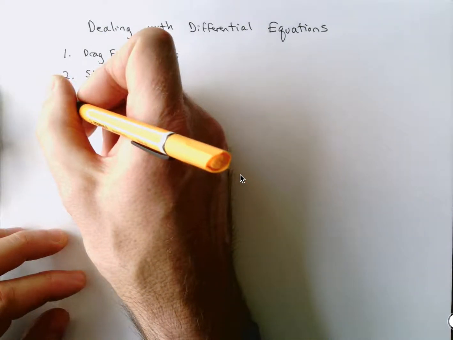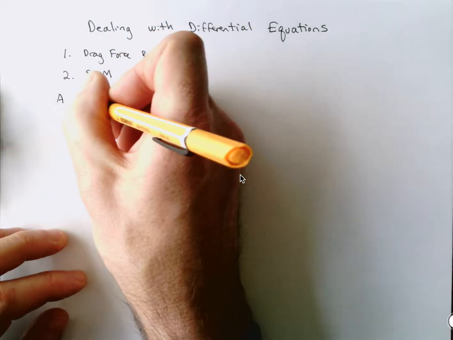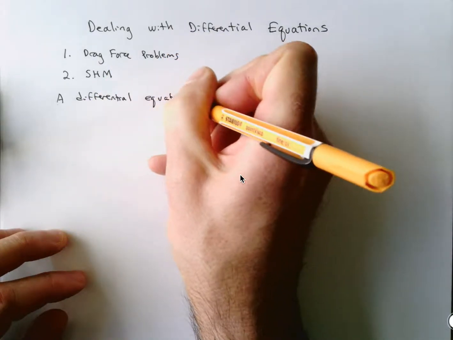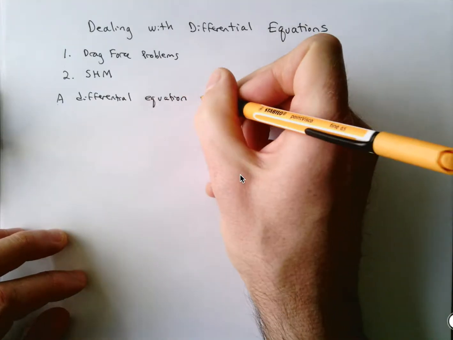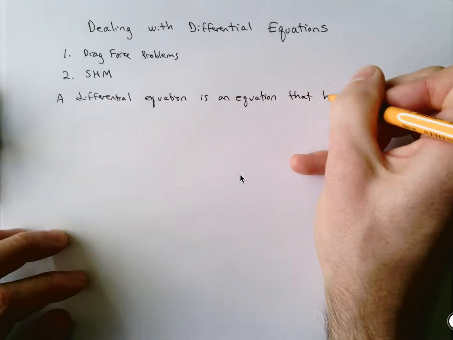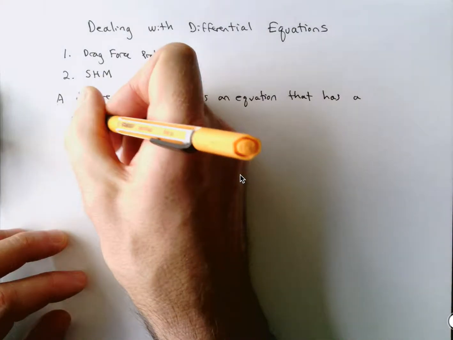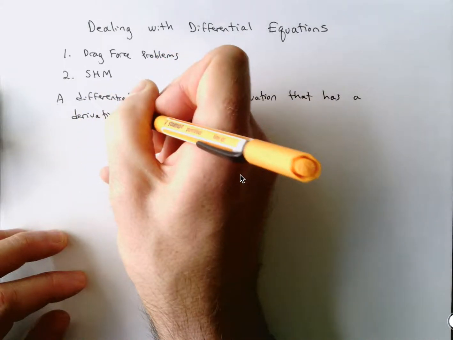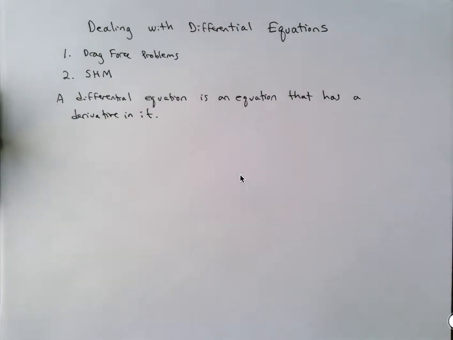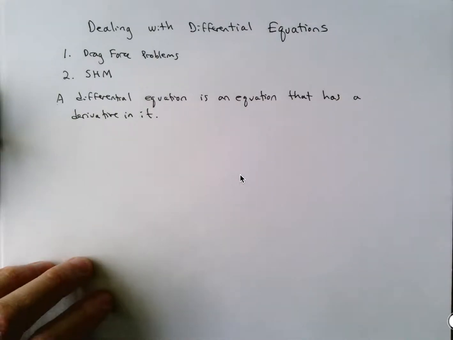First of all, what is a differential equation? That's a good question. It turns out that a differential equation is an equation, pretty simple. It's an equation that has a derivative in it. And of course, I'll show you what that means momentarily, but basically, if an equation has a derivative in the equation, then it's called a differential equation. So, as I said, drag force problems. Let's get into that and see how differential equations appear.